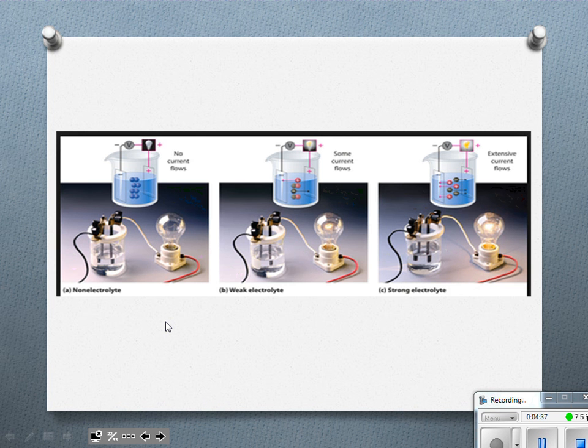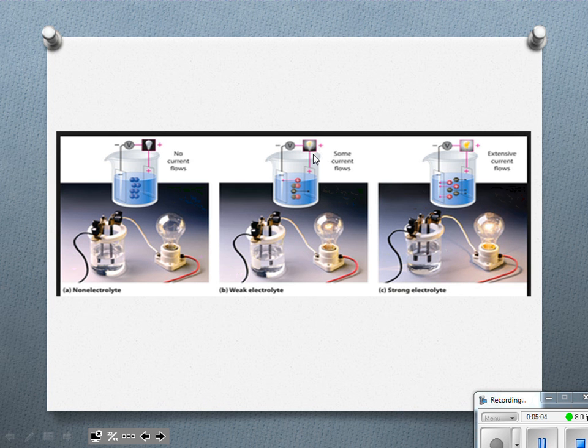Right here, I'm just trying to show you, and it might be a little hard to see, but it's just another picture. But the point being, this one is a non-electrolyte. See my light? I've got nothing right there. This one is a weak electrolyte. This one is a strong one. How can you tell the difference? The brightness of the light bulb.